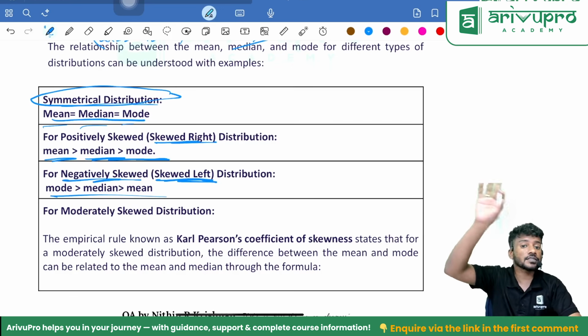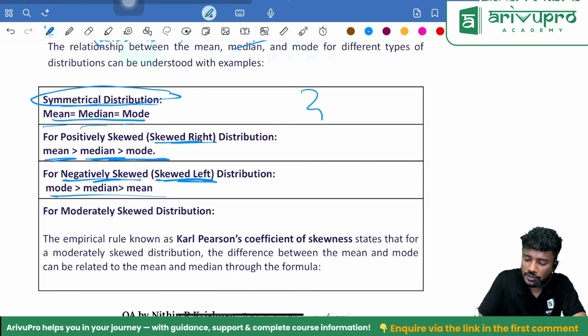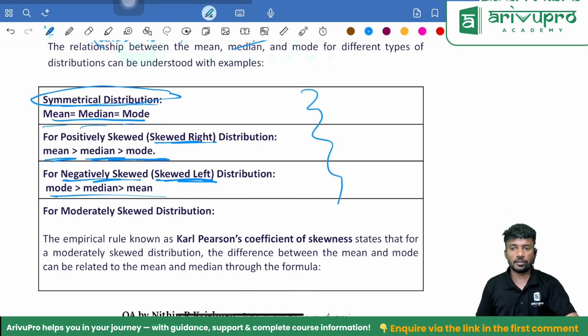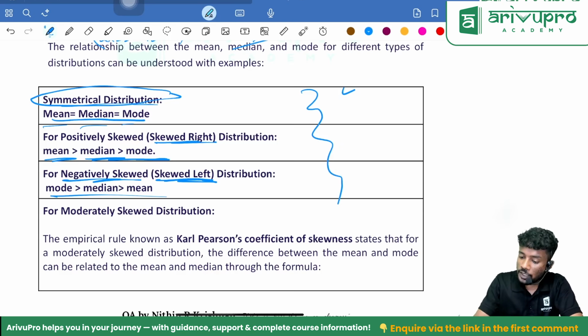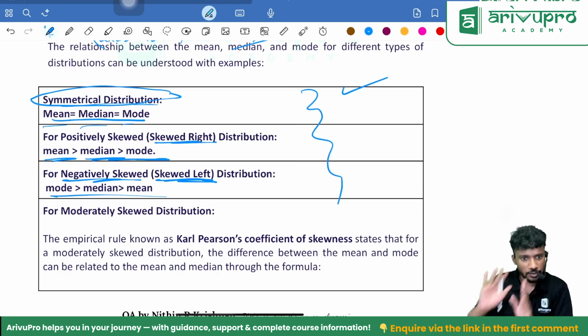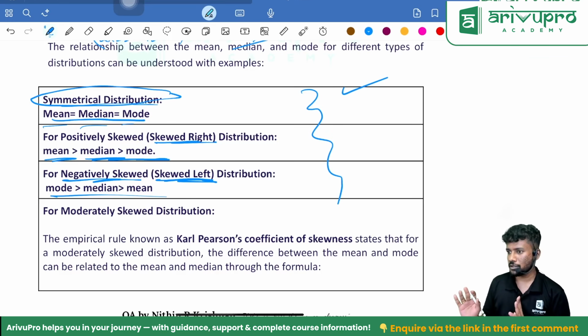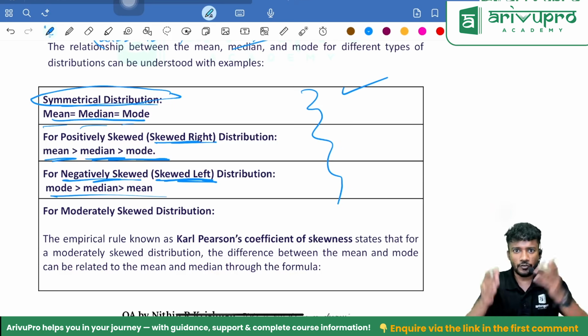We will be doing a separate topic based on this: skewness. After normal distribution, when we discuss normal distribution, I will do a separate class for skewness. How the skewness works and how symmetry works, that we will do along with it. If you are watching, it will be there.